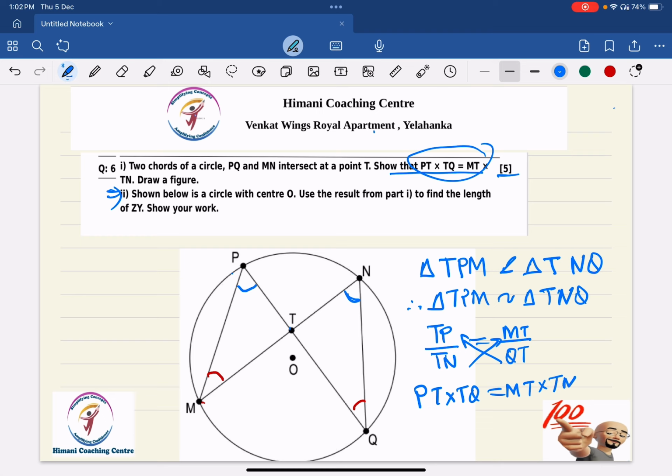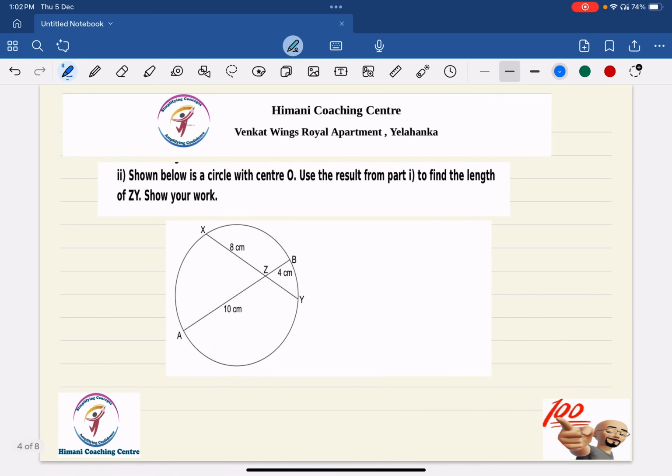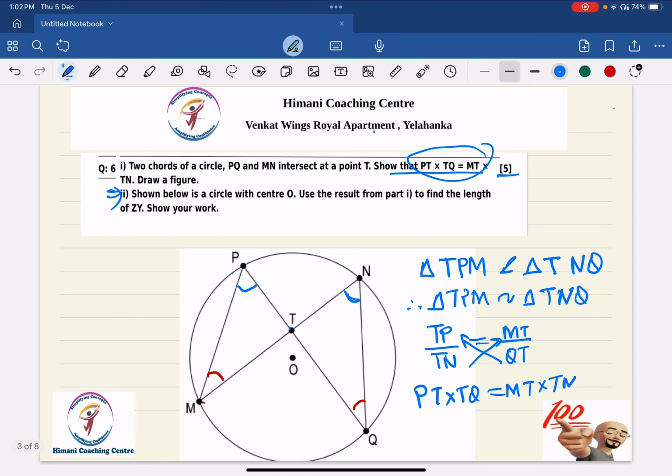Now we will move to the second part, for which the diagram is on the next page. Shown below is a circle with center O. Use the result from part 1 to find the length of ZY. Okay, so we have to find this. Again, can you see what is happening? It's the same question. Two chords are intersecting.